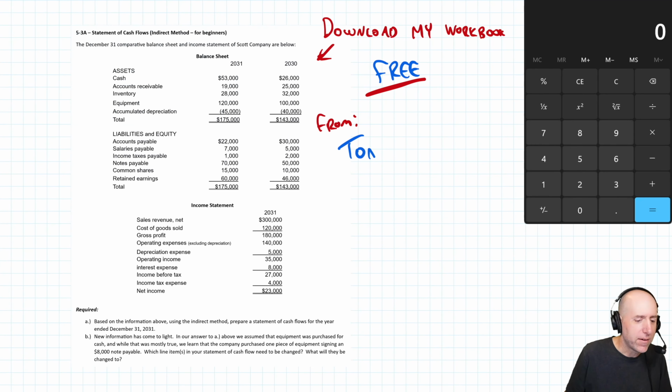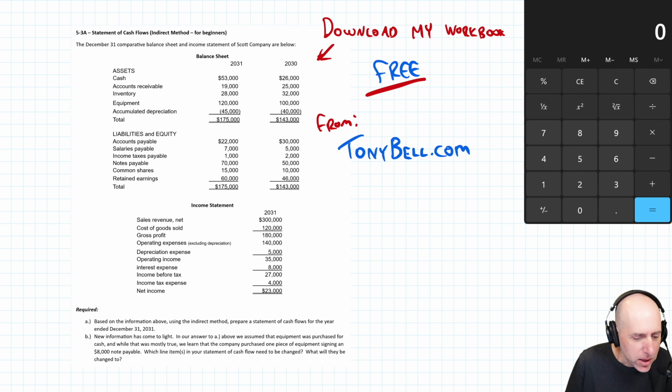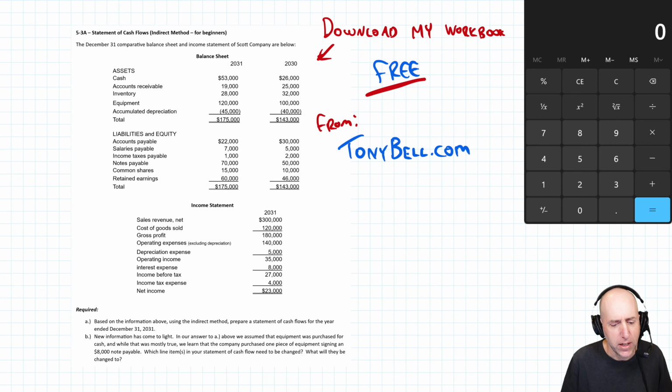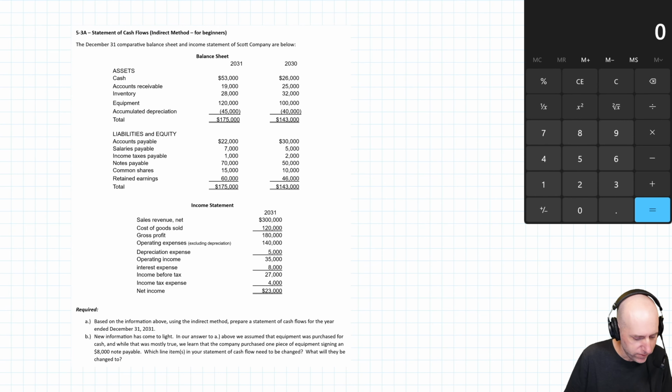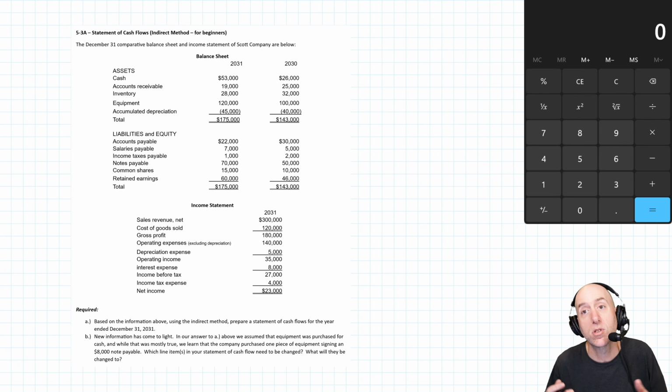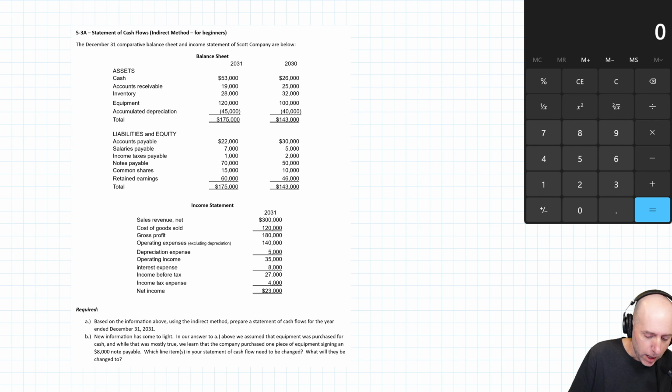Let's jump into 5.3a, a cash flow statement. The December 31st comparative balance sheet and income statement of Scott Company are below, and there we have them. And it says, based on the information above, using the indirect method, we'll do the direct method later in the course, prepare a statement of cash flows for the year ended December 31st, 2031.